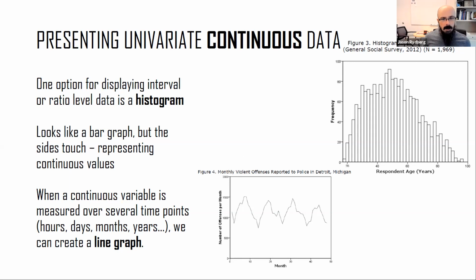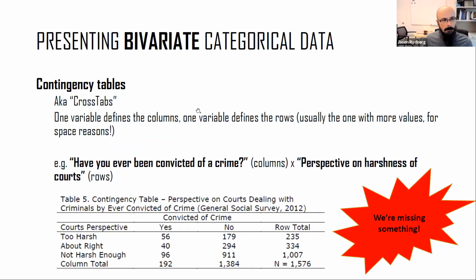If we have variables that are numeric, but they're measured over time, we can use line graphs for that. So this is one that's looking at monthly violent crimes that are reported to the police in Detroit, Michigan. You can kind of see the seasonal aspects that are happening here. So every peak is the summer, every trough is the winter. But again, we'll cover how to do each of these.